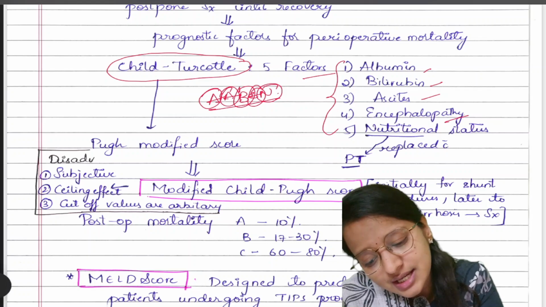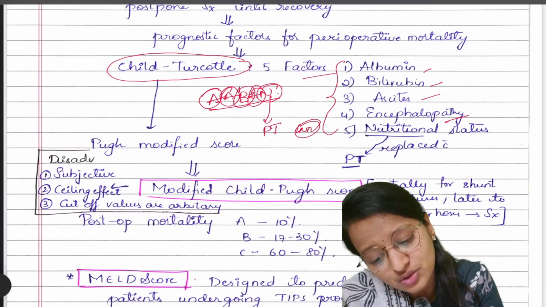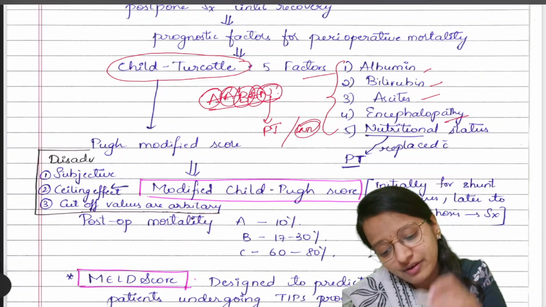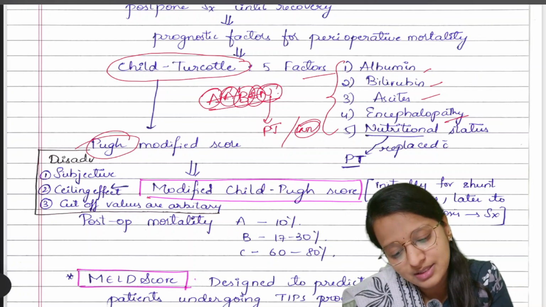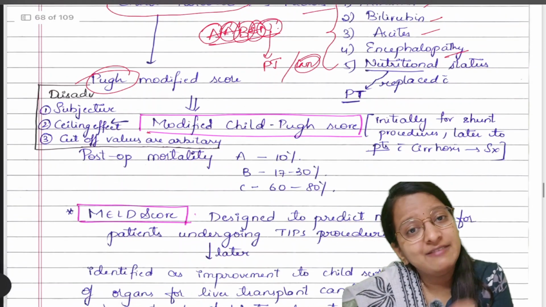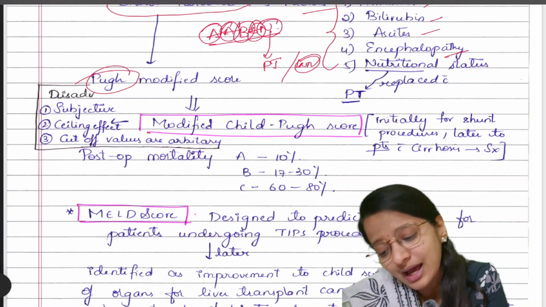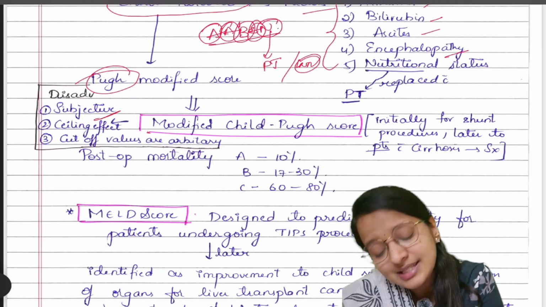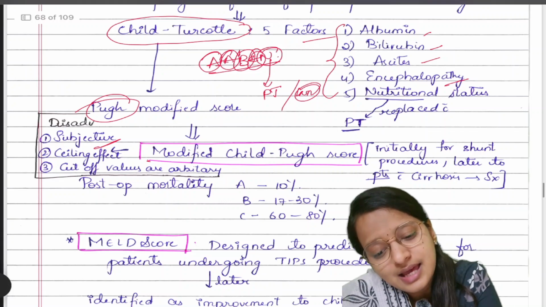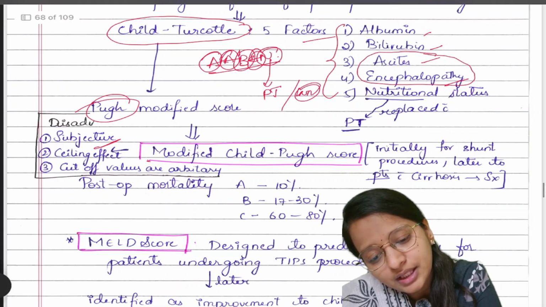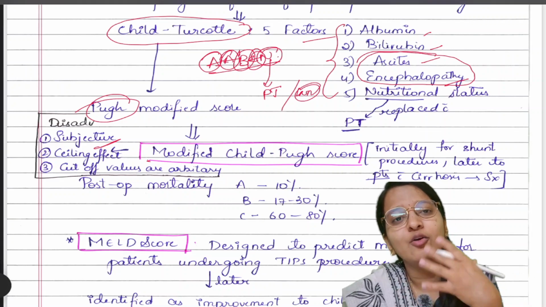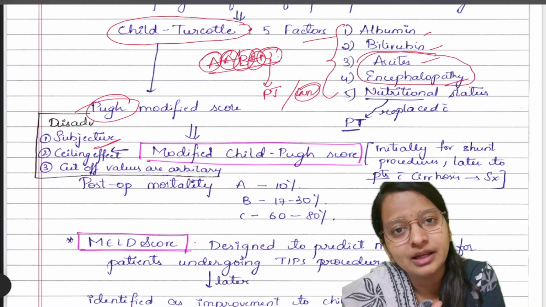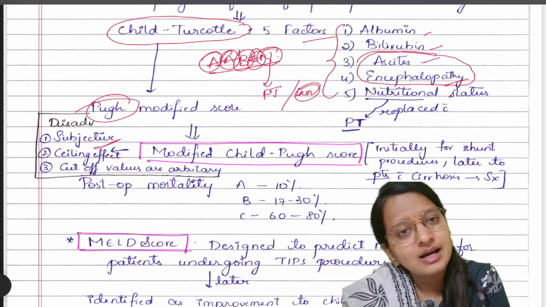But this nutritional status is replaced by PT, and along with INR to some. So this modification was done by Pugh and it is called the modified Child-Pugh score. But even this modified Child-Pugh score has some disadvantages because it is subjective. Ascites and encephalopathy are subjective ones. I'll grade the ascites in one way or encephalopathy in one way, the other person will grade in another way. So these are subjective.